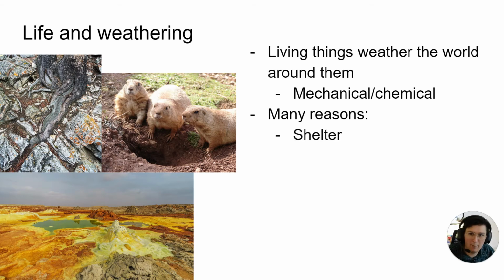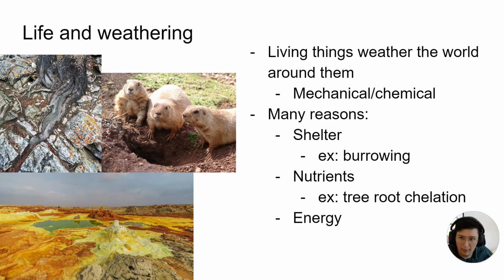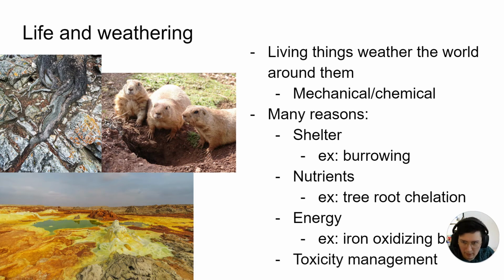So a common one here, shelter. There are cute little prairie dogs. They're going to burrow. That's going to mechanically weather soil. It's going to let water get further down into the soil profile and change the weathering there. They'll do it for nutrients, either for digging for food or, for example, tree roots will chelate. That is, just add acid and add compounds to loosen up rock to free up needed minerals. And we're going to go into that in just a bit. They'll do it for energy. So at the bottom left there, you should recognize the bright orange color of oxidized iron. Bacteria can oxidize iron for food or for toxicity management.